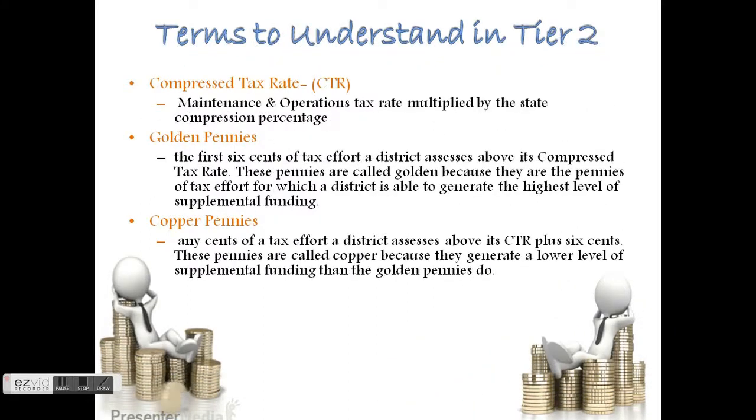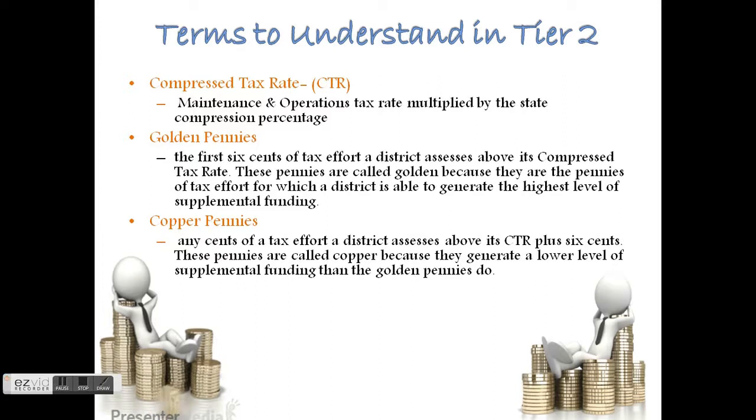Terms you might need in order to understand Tier 2 include the compressed tax rate. This includes the maintenance and operations tax rate multiplied by the state compression percentage. Next, we have golden pennies.